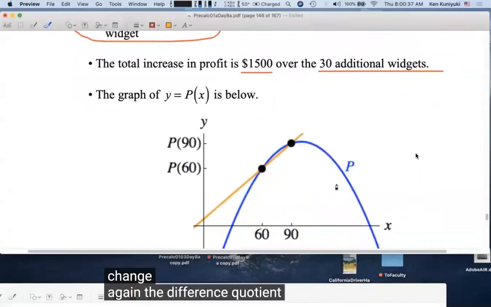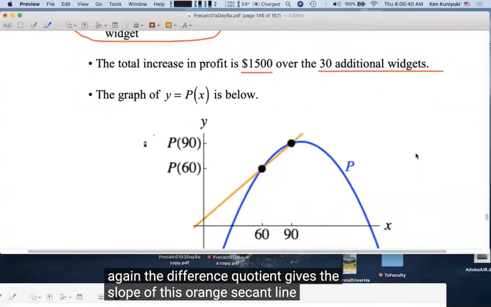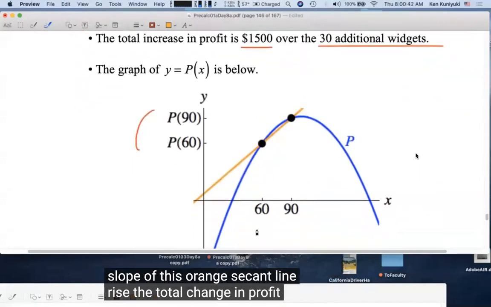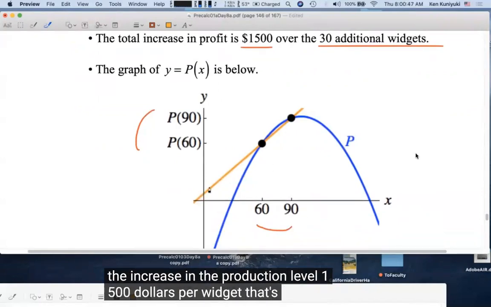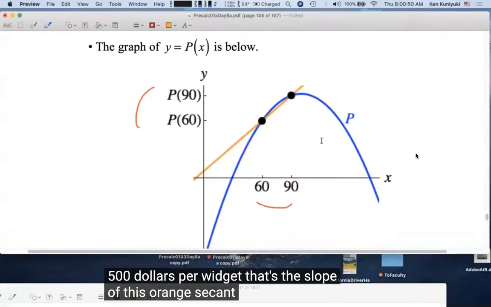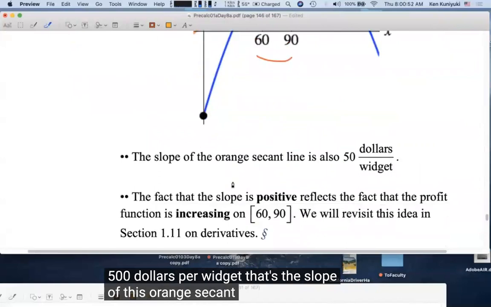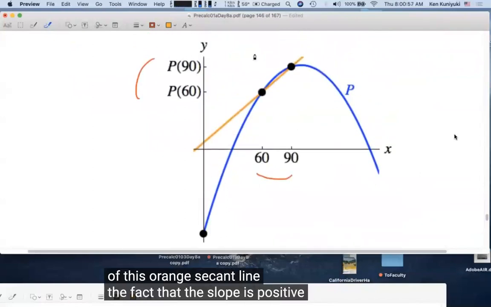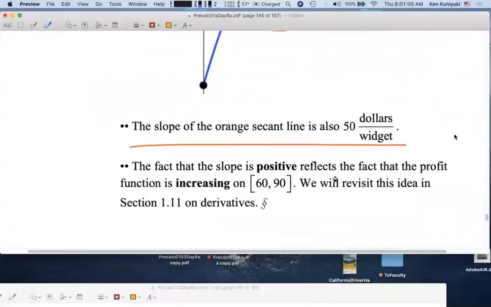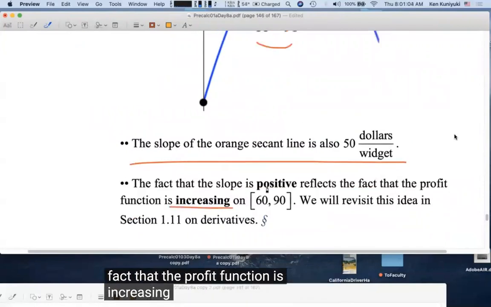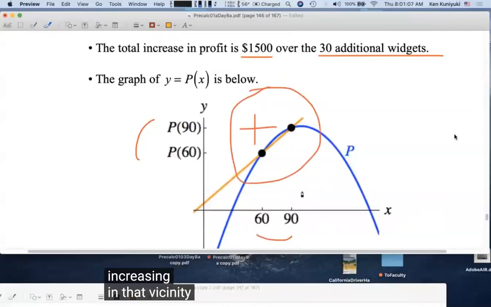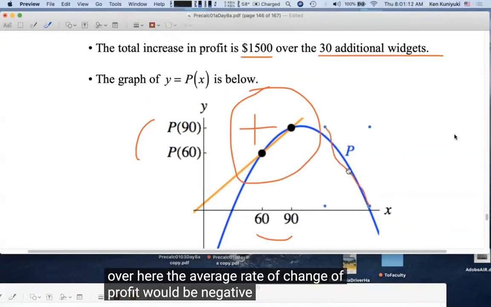Again, the difference quotient gives the slope of this orange secant line. Rise, the total change in profit, over run, the increase in the production level. $50 per widget, that's the slope of this orange secant line. The fact that the slope is positive, it's an upward sloping line, reflects the fact that the profit function is increasing in that vicinity. Over here, the average rate of change of profit would be negative.